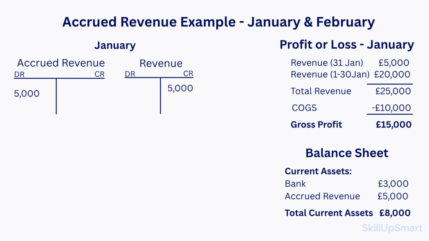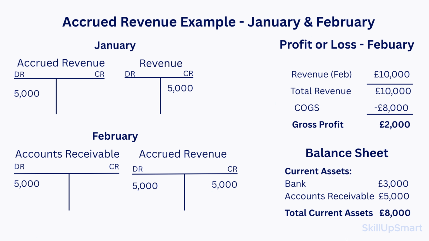Now let's see how this works across 2 months. January work was completed for £5,000, no invoice issued. Adjustment we made is debit accrued revenue £5,000 and credit revenue. January financial statements. Profit or loss has revenue £5,000 and balance sheet or statement of financial position has accrued revenue £5,000. On 10th of February, the invoice is issued to customer for £5,000. What happens now? Revenue was already recognized in January. The invoice does not create new revenue. It simply converts one asset into another.